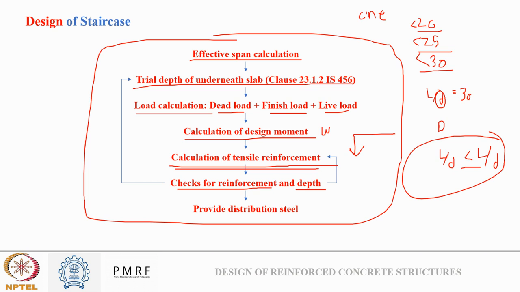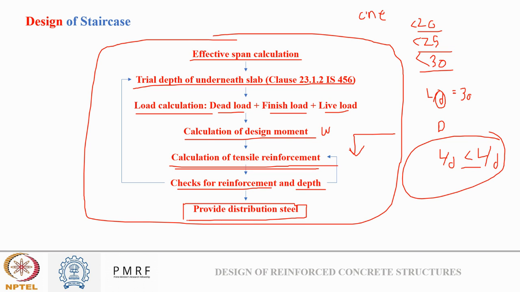And once it is done, I will provide the distribution steel. So we know in a one-way slab, we provide distribution steel along only one direction. So we just need to provide some distribution steel also along the other direction, which can resist any shear if it is happening or not. So this is how we design a staircase.